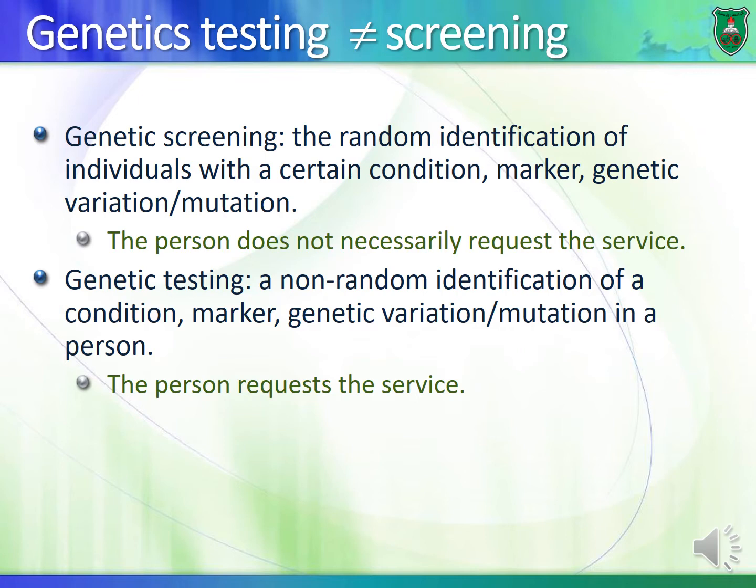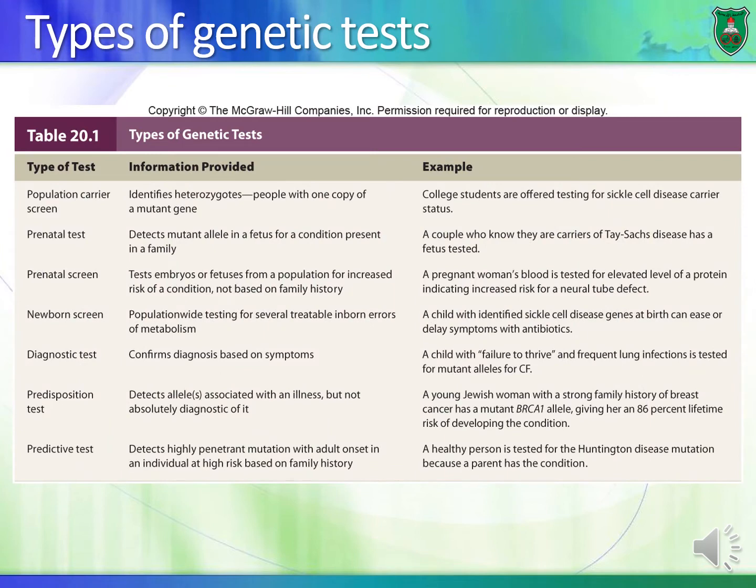Now, genetic testing, on the other hand, is not random. It's identifying the marker, the genetic variation or mutation in a person, and the person requests this service. So this person would go to a specialized center that does the genetic testing and request the test to be done on his DNA. So these are the different types of genetic tests.